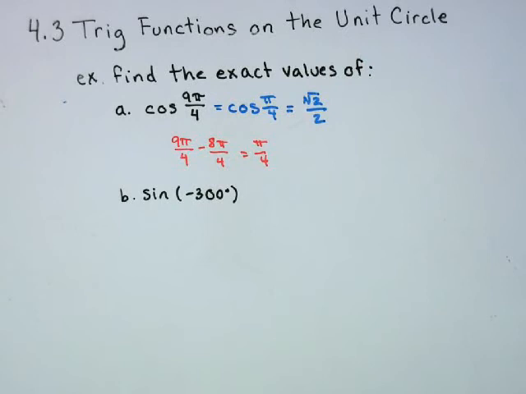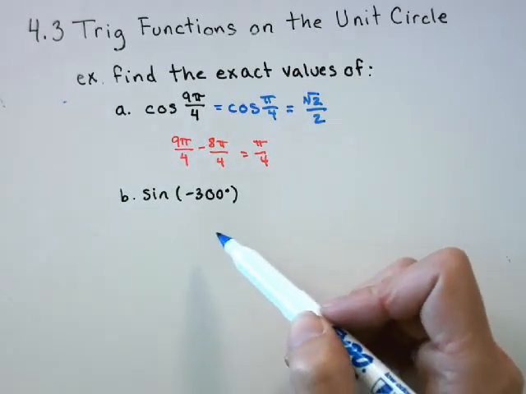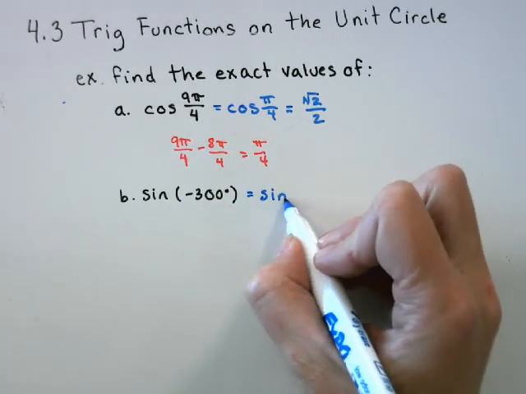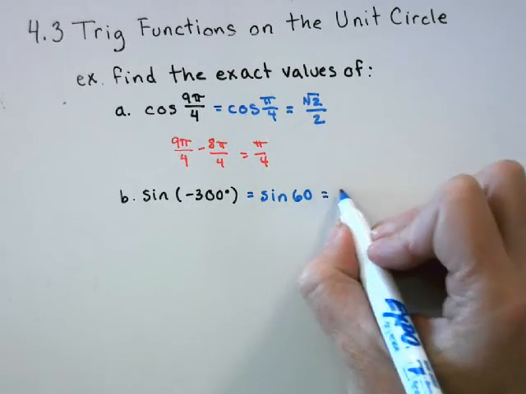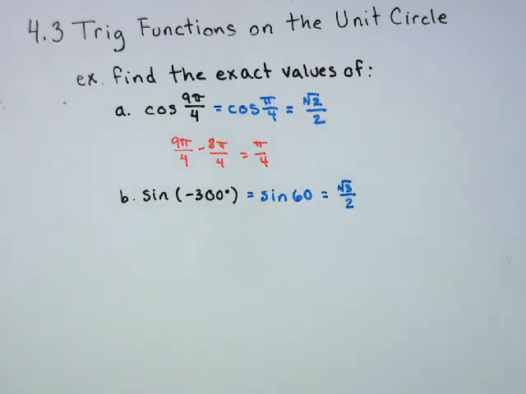Sine of negative 300. You could just find it on the unit circle by going clockwise to 300, or we're going to just add 360, which makes this the same as sine of 60, and the y value at 60 is root 3 over 2.